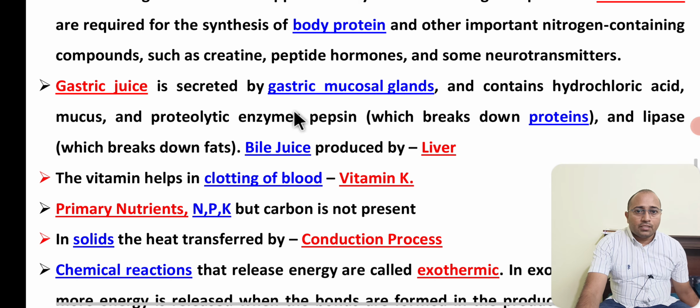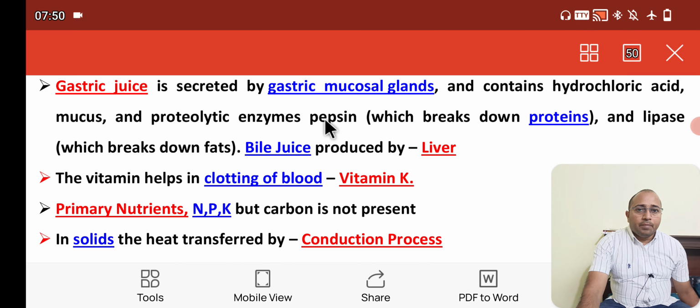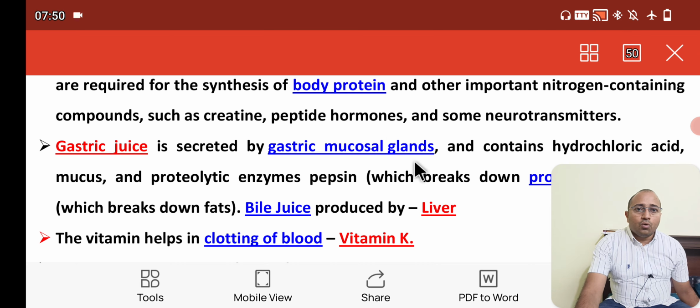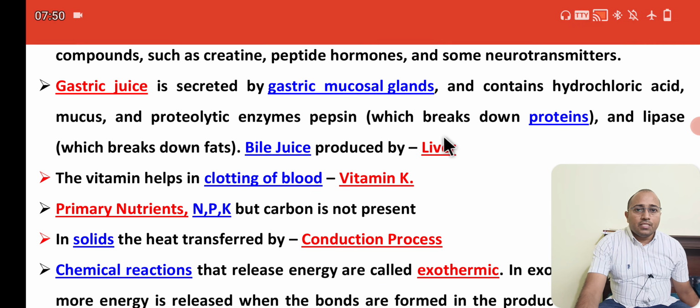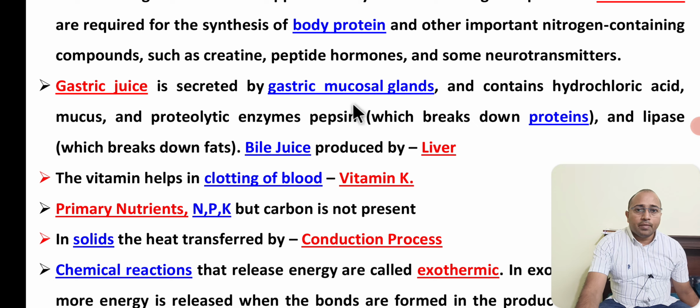You know about gastric juice. It is secreted by gastric mucosal glands and contains hydrochloric acid. So you can see these gastric juices are secreted by the gastric mucosal glands, containing pepsin which breaks down proteins, and lipase which breaks down fats. Bile juice is produced by the liver, guys.